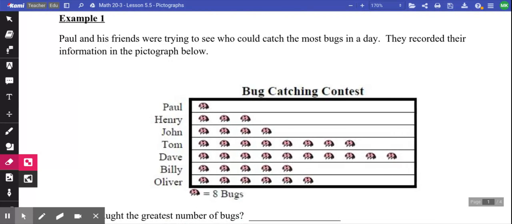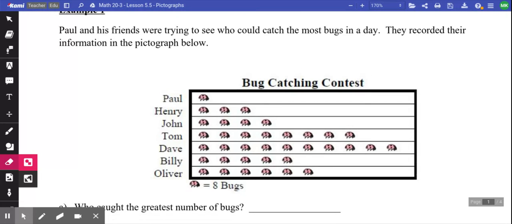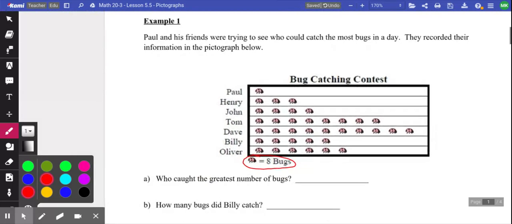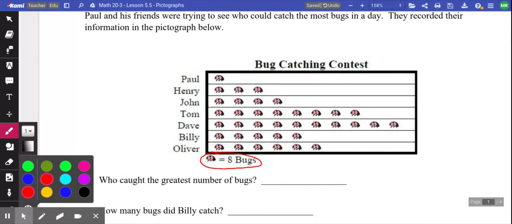So for instance, if we look at this, we've got Paul and his friends catching bugs, right? And at the very bottom, they tell us the scale. So that's the important part. They tell us that 1 bug equals 8 bugs caught. So when you want to know who caught the most bugs, you're just looking to see who got the most bugs in their little chart.